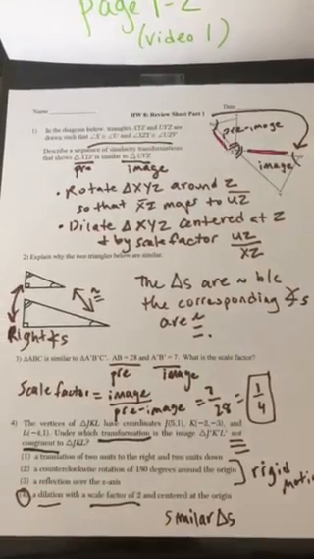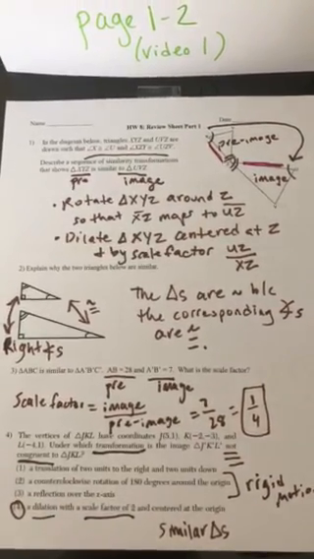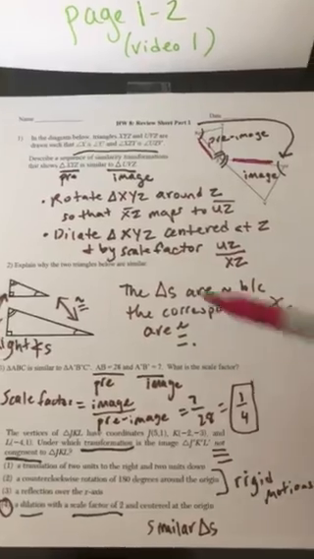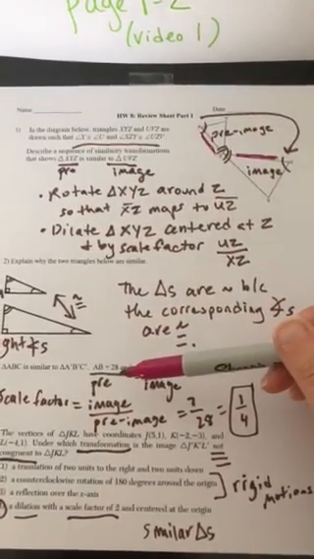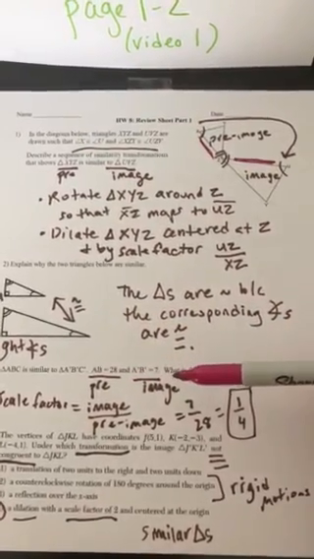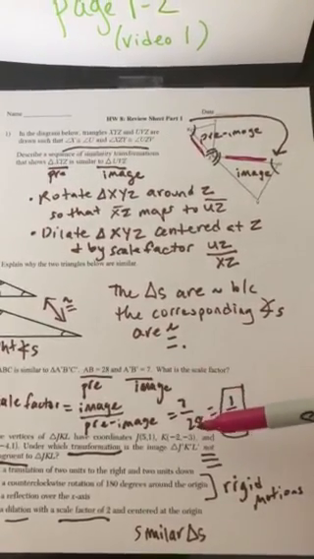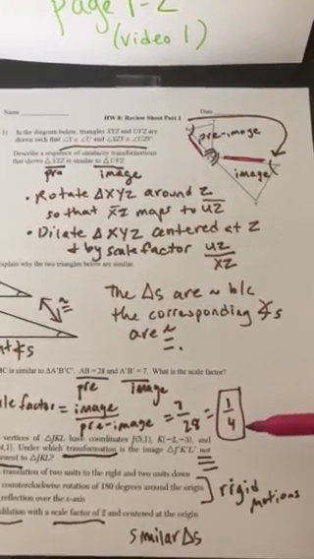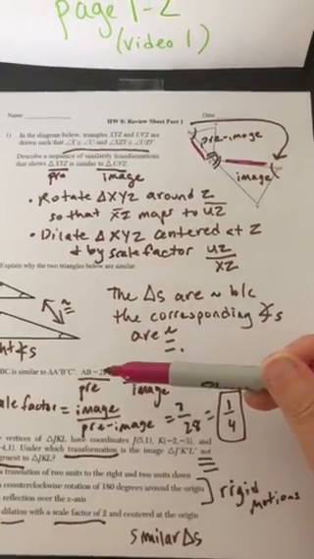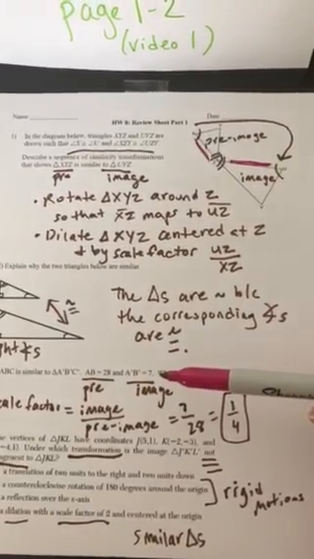Okay, number 3. It's asking for scale factor. Remember, it's image over pre-image. We want to know that the number that has to do with regular AB, that's the pre-image, but the one with prime notation is the image. Image of 7 over pre-image of 28. You simplify that fraction, 1/4. So 28, if you divided it by 4, you could check and get 7.